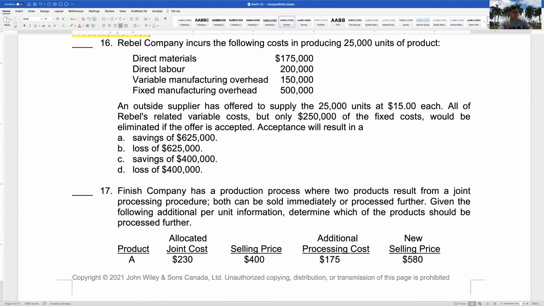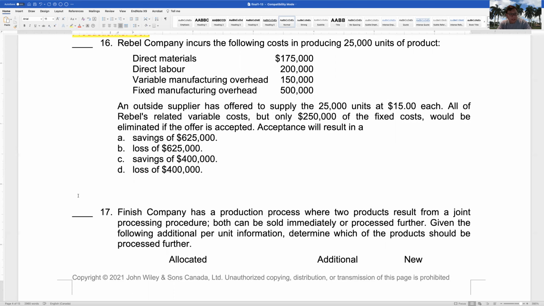Okay, so question 16. Rebel company incurs the following costs in producing 25,000 units of product: direct materials, direct labor, variable overhead, and fixed overhead. An outside supplier has offered to supply the 25,000 units at $11 each. All of Rebel's related variable costs, but only $250,000 of the fixed cost would be eliminated if the offer is accepted. So the acceptance is going to result in what, right?